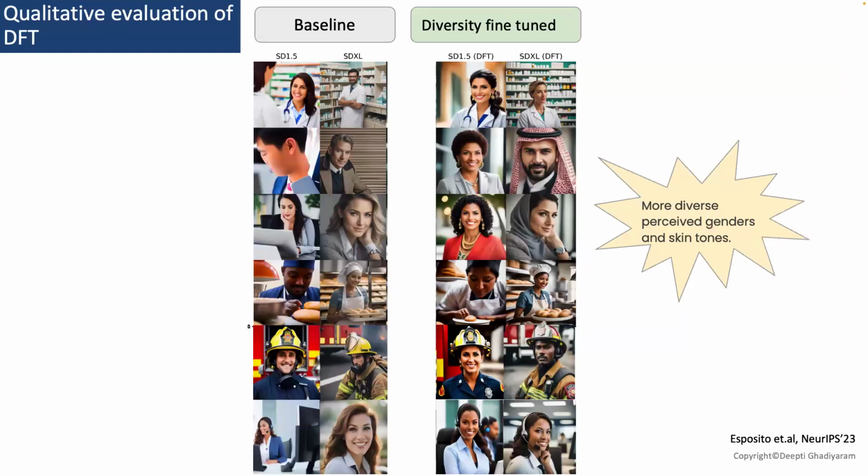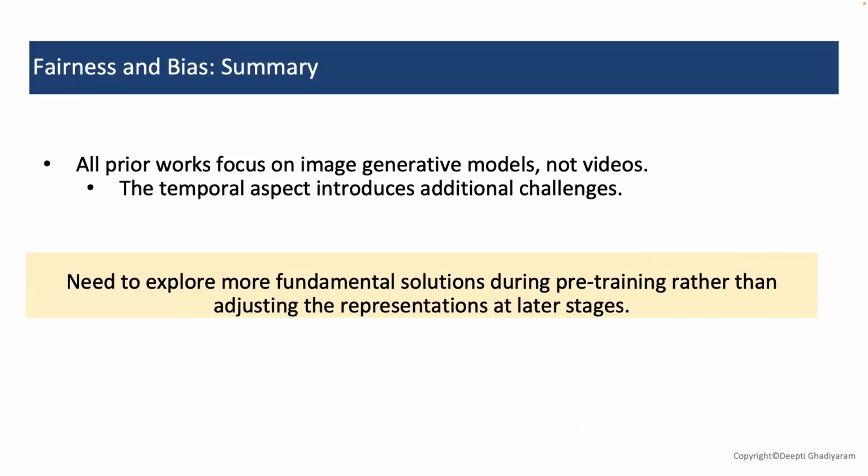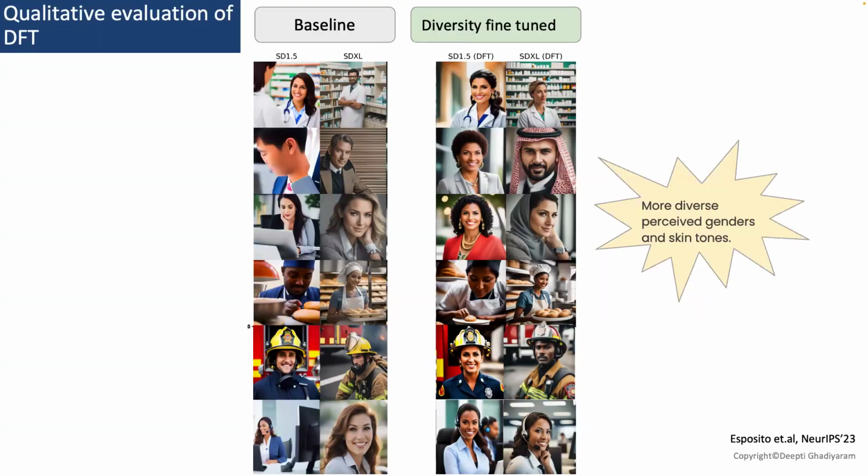Here are some visual results. Again, on the left are generations from baseline models, and on the right are generations from diversity fine-tuned. You tend to see warmer skin tones appearing on the right, and also more women and people of color. So that you level the representativity, but what about the quality and realism of the group that are underrepresented in the data sets? Did it perform well?